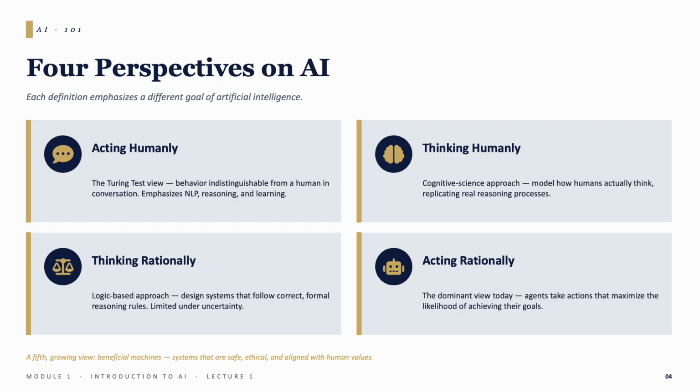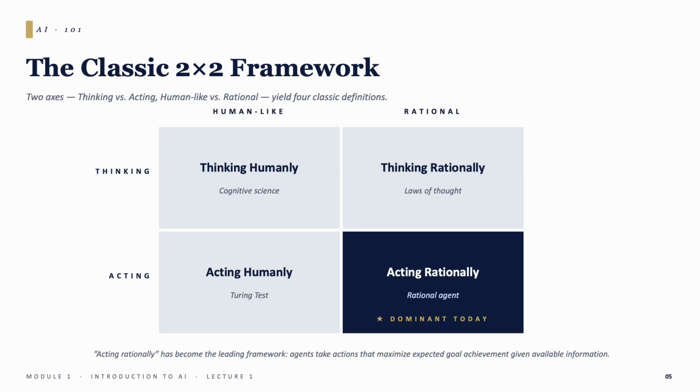A chess playing artificial intelligence does not think exactly like a human grandmaster. Instead, it evaluates many possible moves and selects the one most likely to win. This represents the acting rationally approach. A fifth growing view is beneficial machines, systems that are safe, ethical, and aligned with human values.